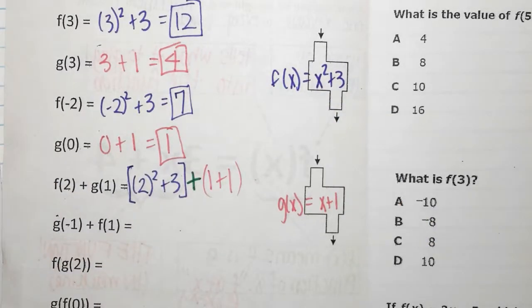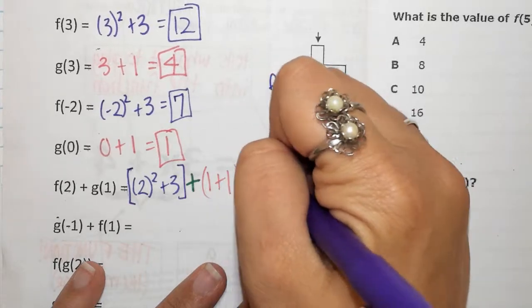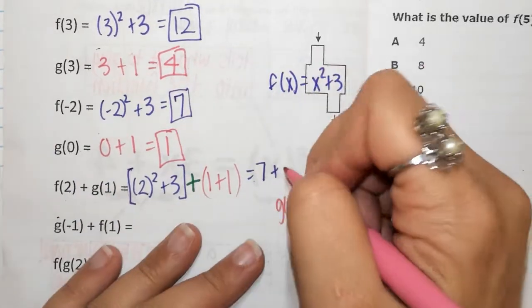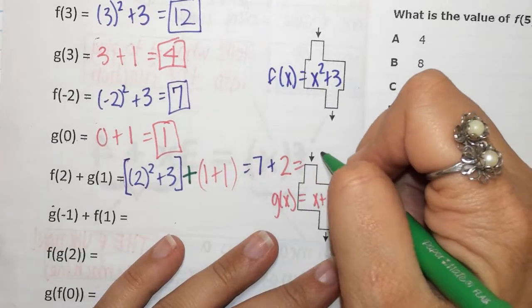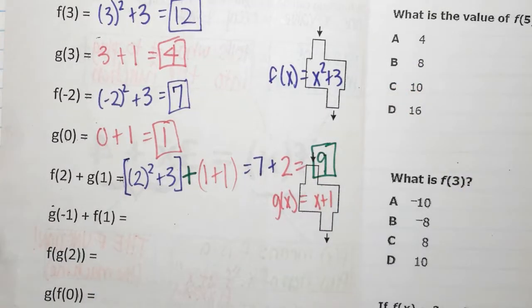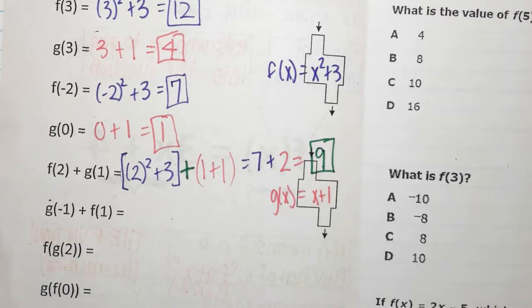Alright, what is 2 squared? 4 plus 3 is? And what's 1 plus 1? And what's 7 plus 2? And what's our final answer? Look at us go. Can you do the next one without me? Do it.